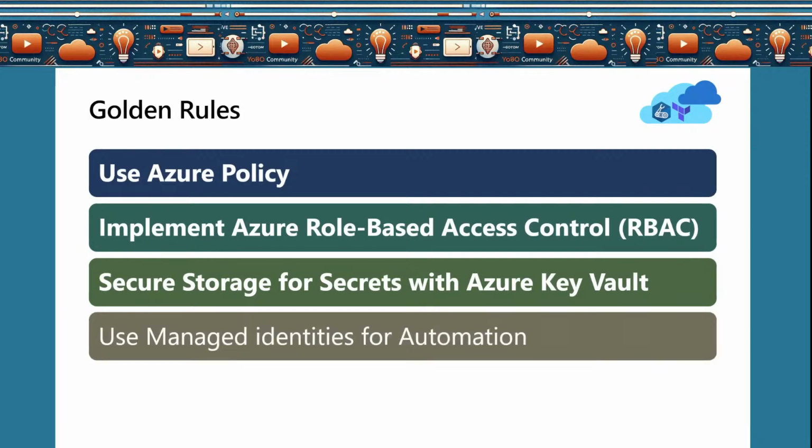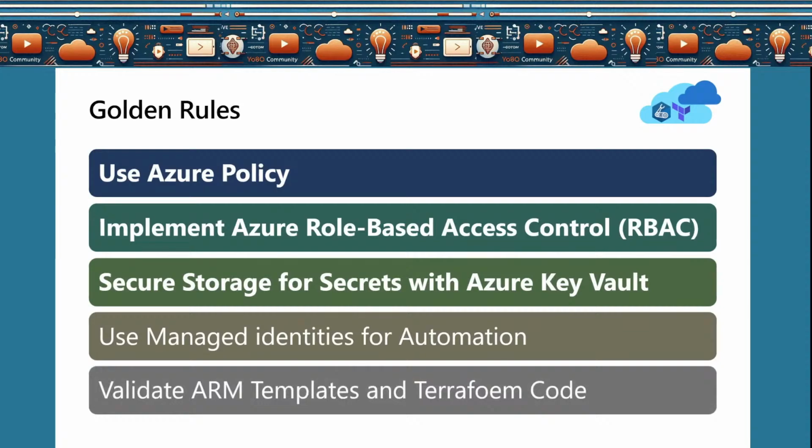Right? And always use managed identity for automation. Okay? This is easy, and you can validate ARM and the Terraform code when you run Terraform using the plan, or ARM templates using the validations, or you can have something in your pipeline.